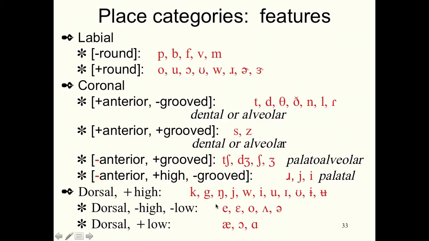Dorsal consonants, we talk about them being plus high, plus low, or minus high, minus low. This shows you in this slide many of the English consonants and vowels, which would go into various categories. And remember that something like a y or any palatal, including e, those are dorsal plus high. In addition to that, they are coronal minus anterior.